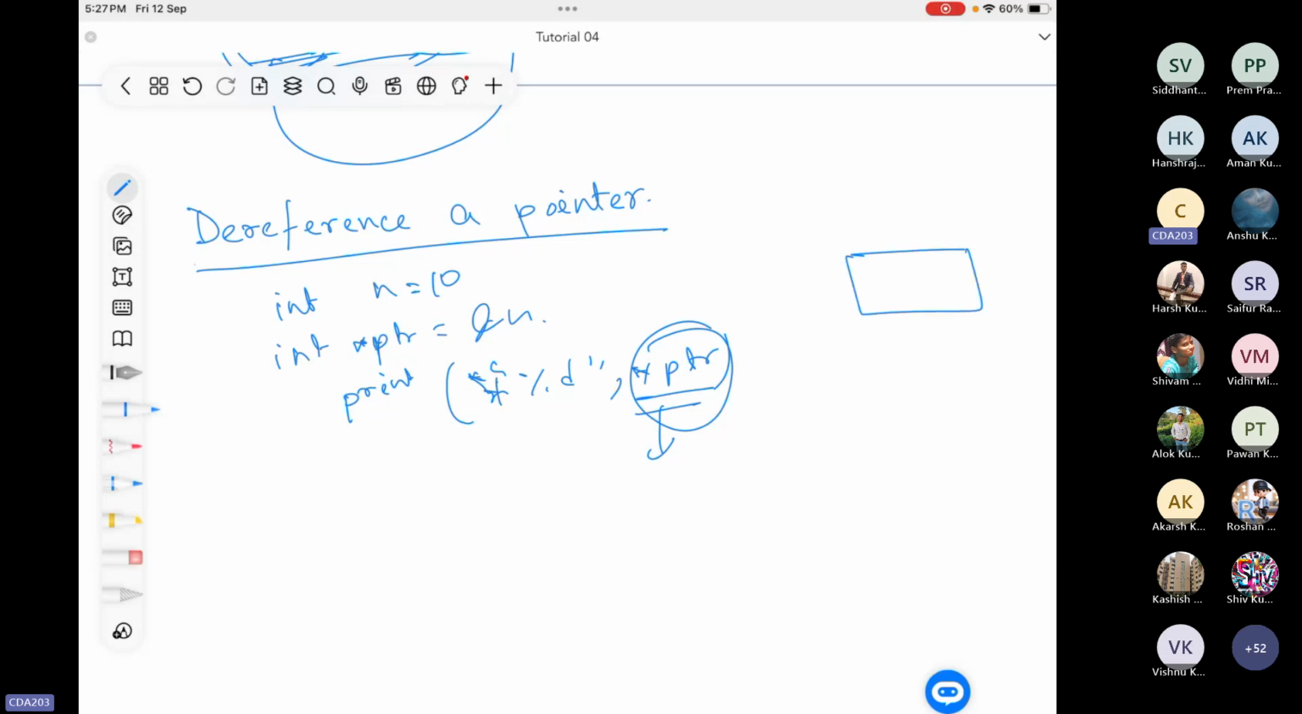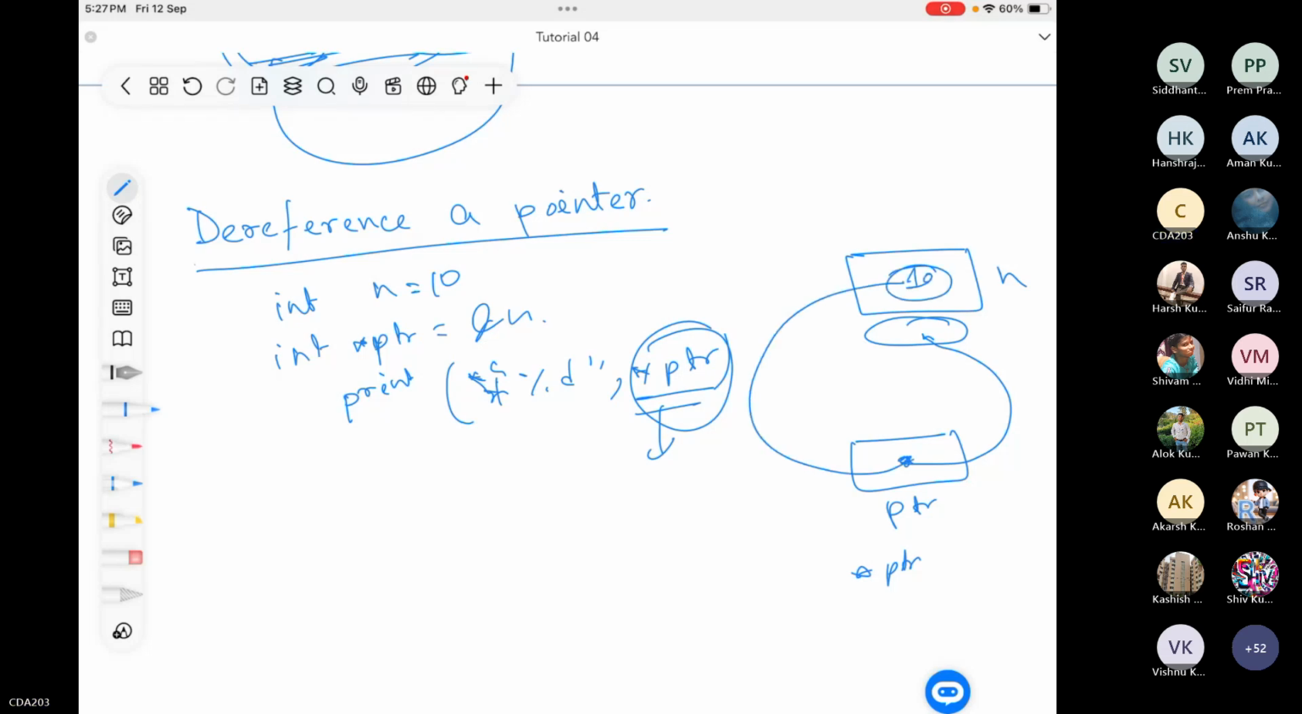So if this is your variable n, and this is its address used to define the pointer, the value stored in the pointer is this address. But when you call star ptr, it's pointing to the value inside, that is 10. This is called dereferencing, that you are accessing the value. Previously we have seen that the pointer variable stores the address of the variable it's pointing to.